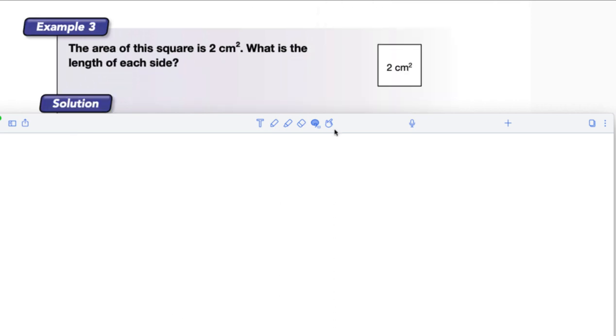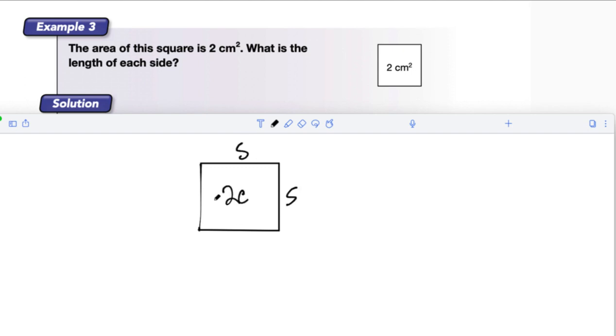So let's look at example 3. Here in example 3, the area of this square is 2 centimeters squared. What is the length of each side? This is kind of weird. I know that it should be a number. It's a square, right? And I know it should be a number that when I multiply that number by itself, I get 2. So whatever S is, when I multiply S times S, it has to give me 2 centimeters squared for the area. So S squared is equal to 2.